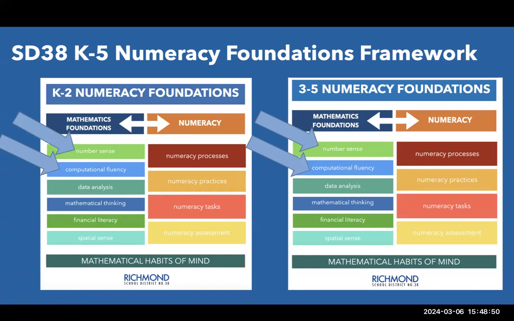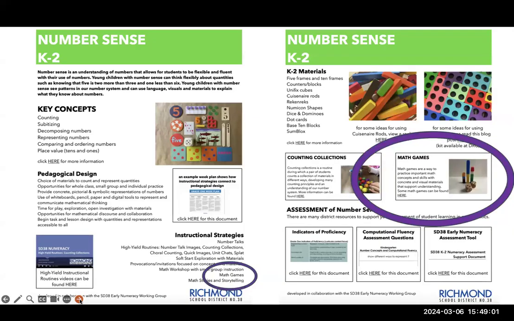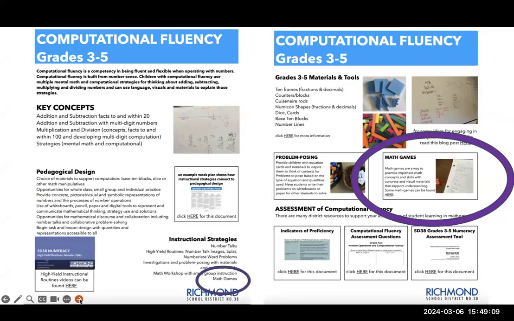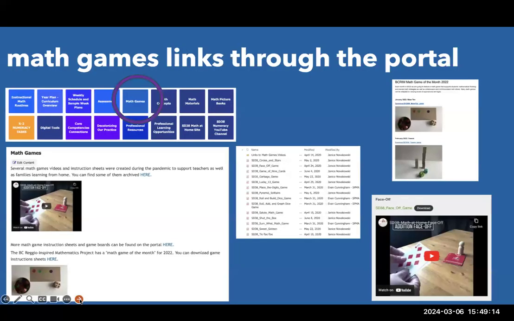And you go to K-2 Numeracy Foundations or grades 3 to 5 Numeracy Foundations. If you click on either Number Sense or Computational Fluency within the framework, you will see math games as a suggested instructional strategy, as well as some examples and where to find math games on both of those pages. Here's the computational fluency example. And then those all link to this particular tile, which is underneath the frameworks on the portal.